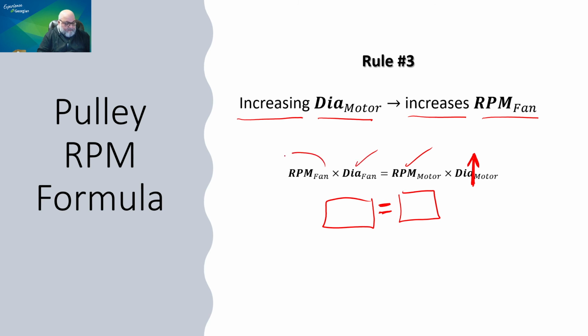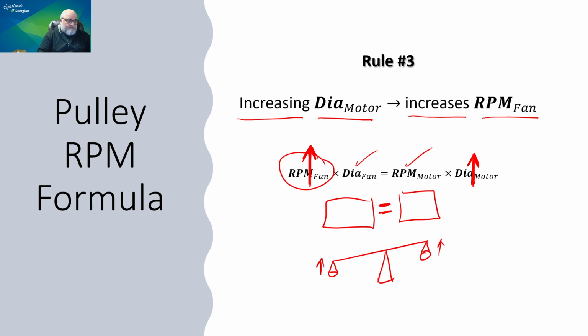What should happen to this? So the two sides of the equation are the same. If this was, for example, a scale like that, if you increase the weight here, you should increase the weight here to make them equal. So this goes up. I hope that makes sense. Those are the 3 rules of RPM and fan speed.